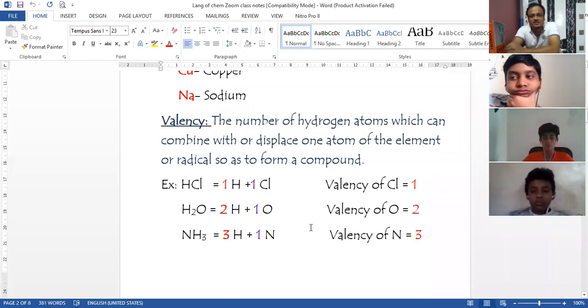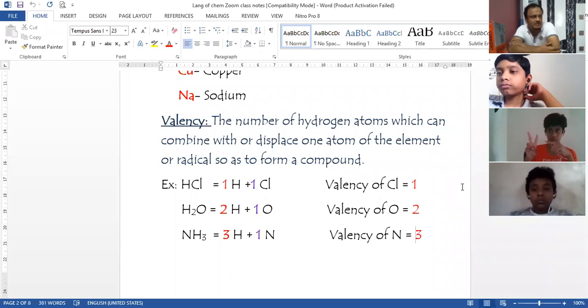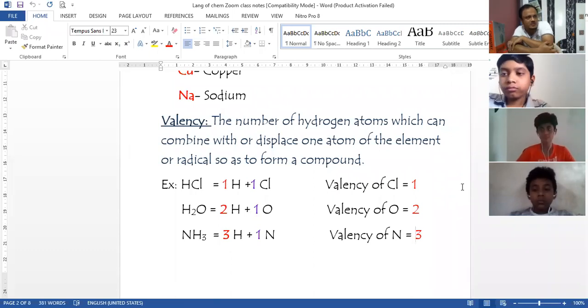So this is one way of studying valency, that is, you look into the formula of that compound and see the number of hydrogen present in the compound. In that case, what would be the valency of sulfate if I am giving you H2SO4? Anshuman, can you tell me the answer? What will be the valency of sulfate in H2SO4?